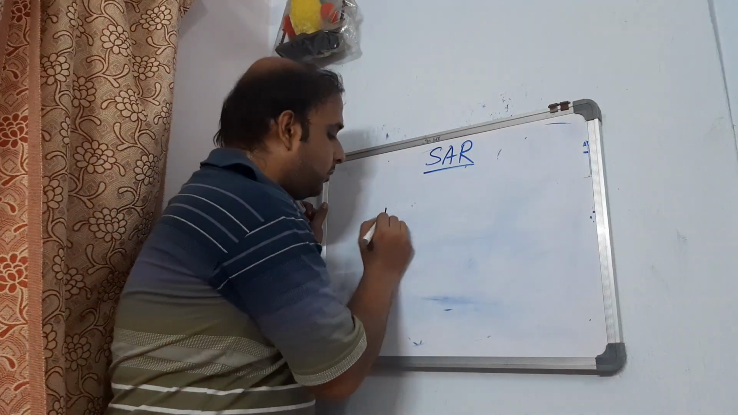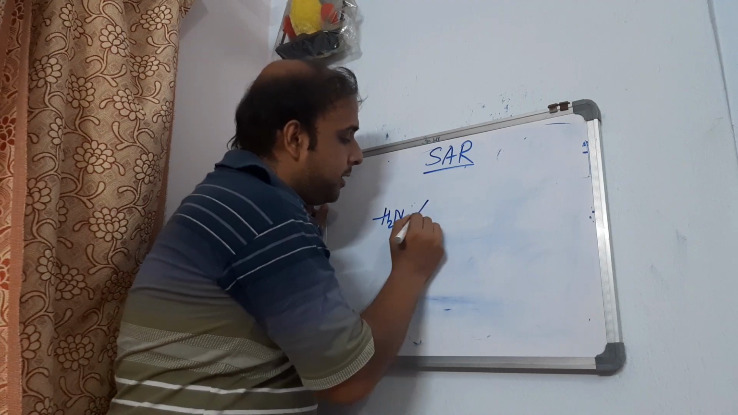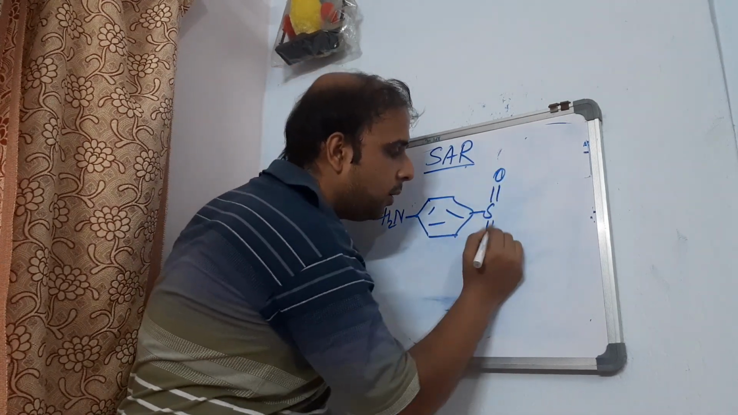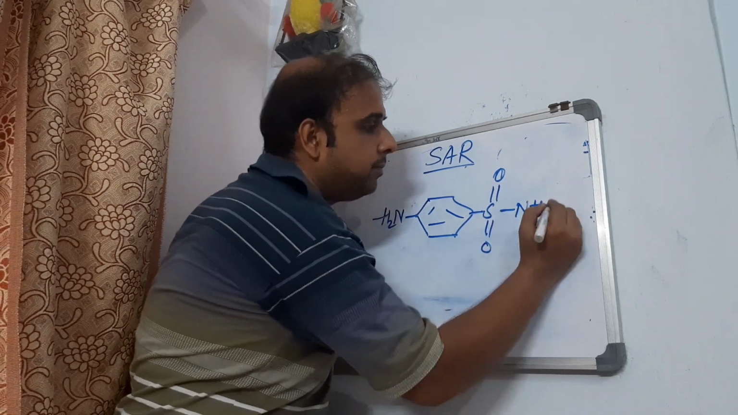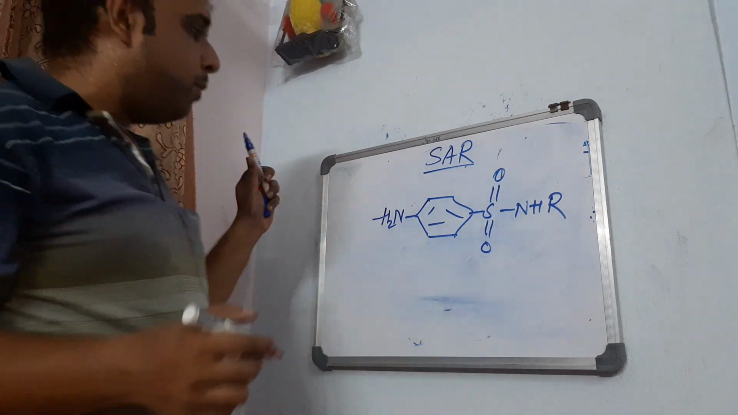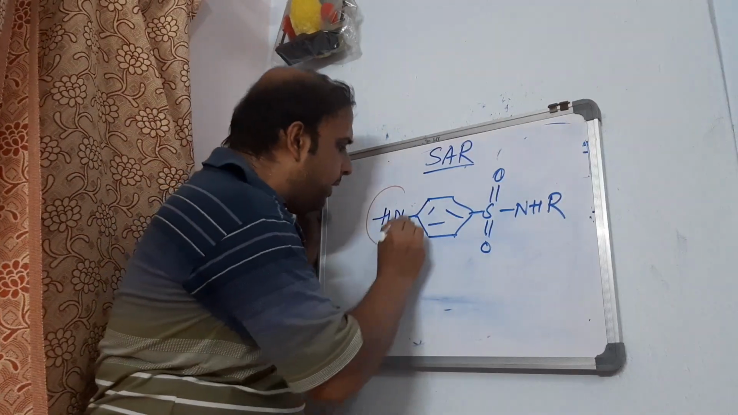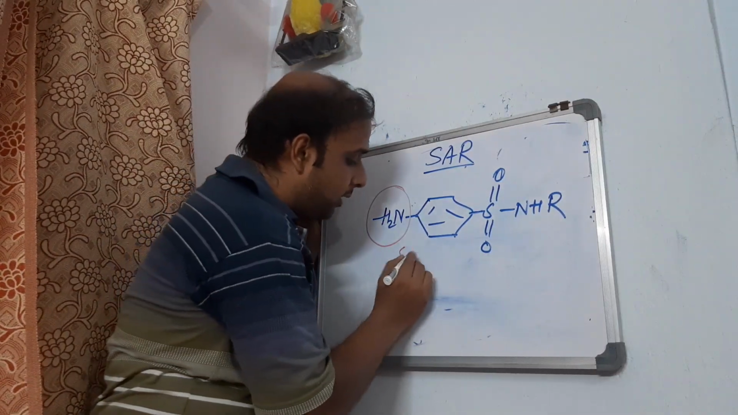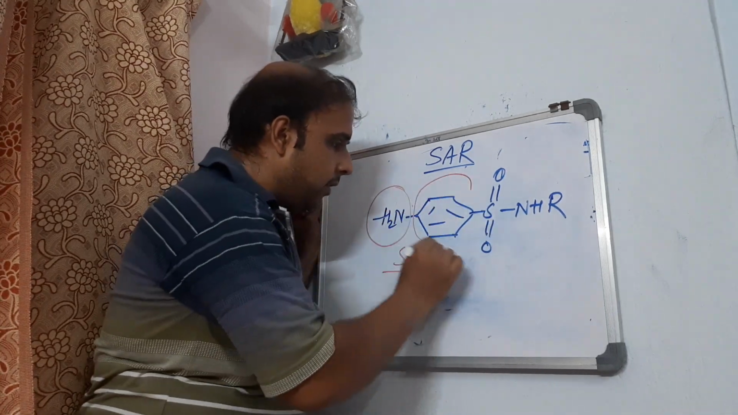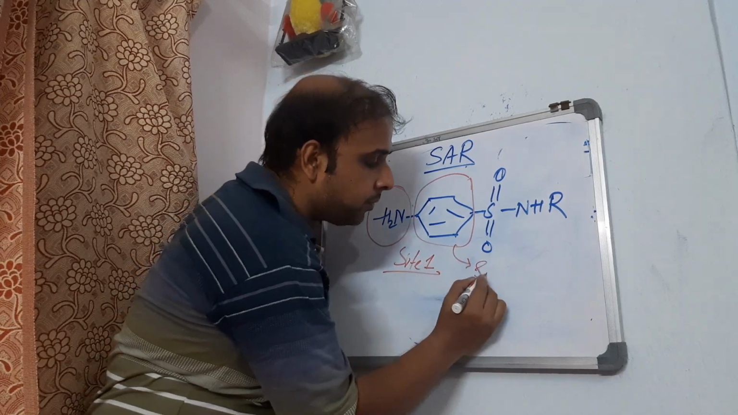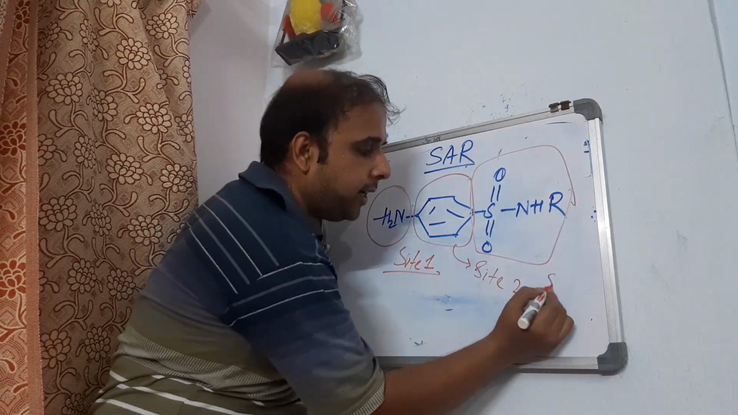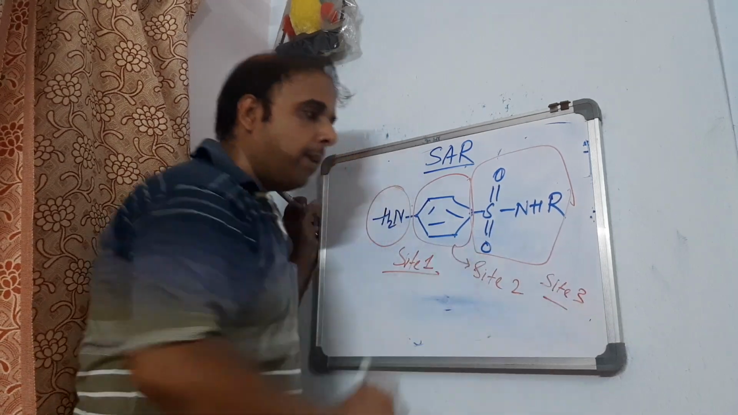For SAR, first and foremost we need to bring the template structure. So this is the template structure. I will put R here. Now let us deal with it one by one. This is the area we will call site 1. This is the area we will call site 2. And this is the area we will call site 3. Now we will discuss one by one.